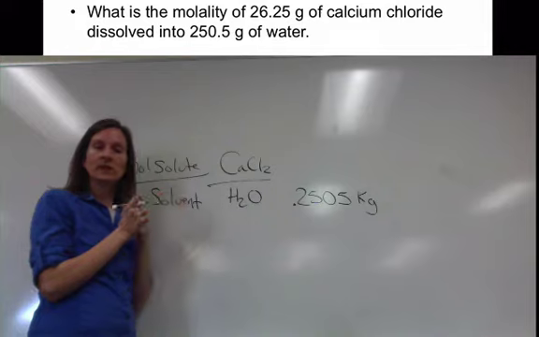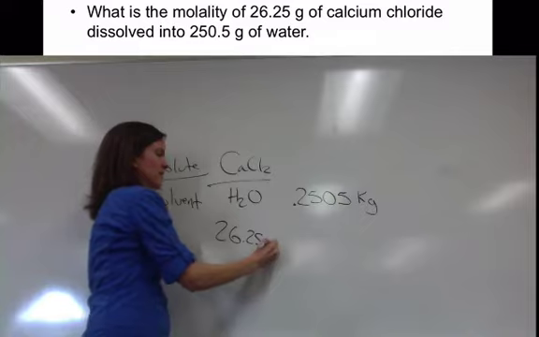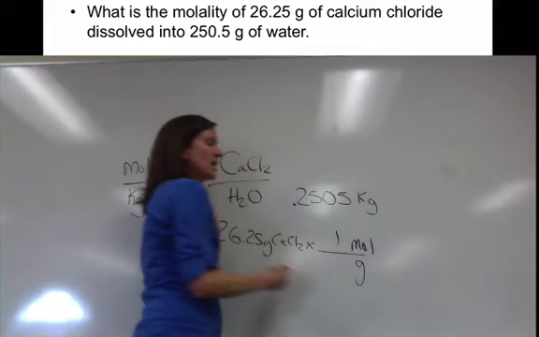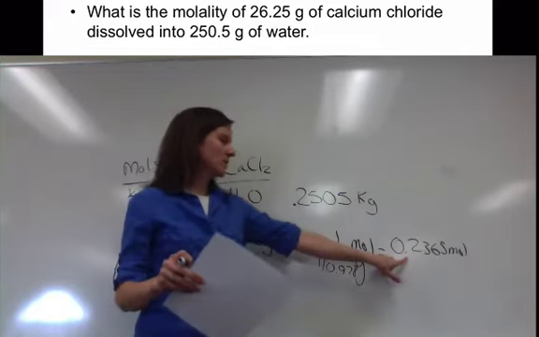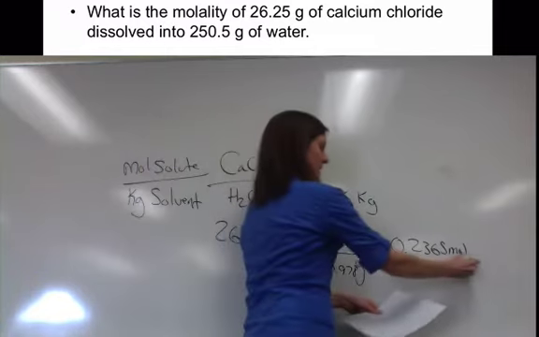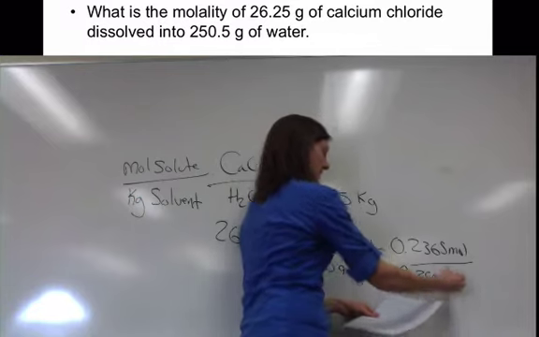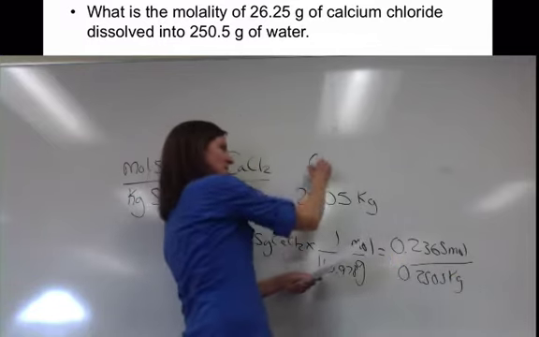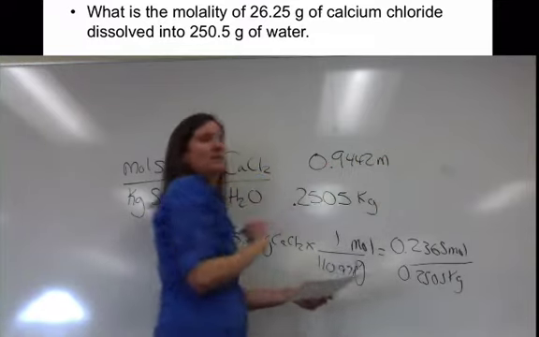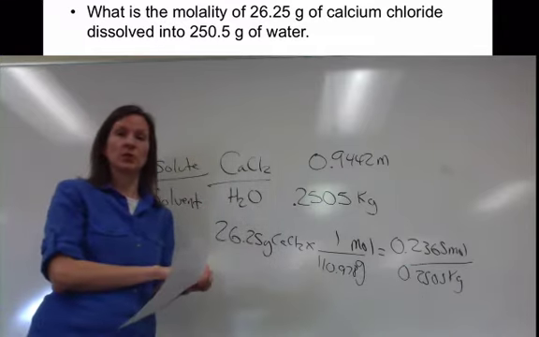And then I need moles of solute, and I'm not given moles of solute, right? I'm given grams. But if I'm given grams, I can get that to moles fairly simply by using the molar mass. So there's my number of moles of solute. There's my kilograms of solvent. Divide, and that will give me my molality of 0.9442. Small m is molality. Okay, so I have a 0.9442 molal solution.